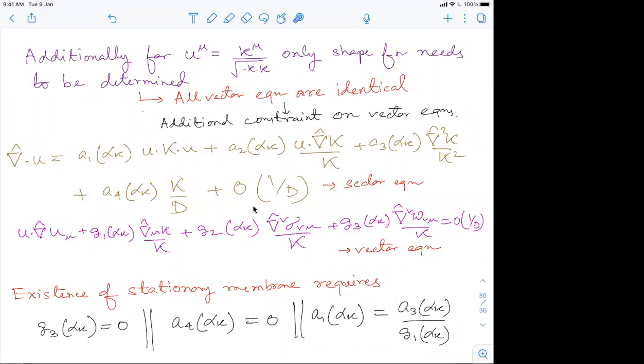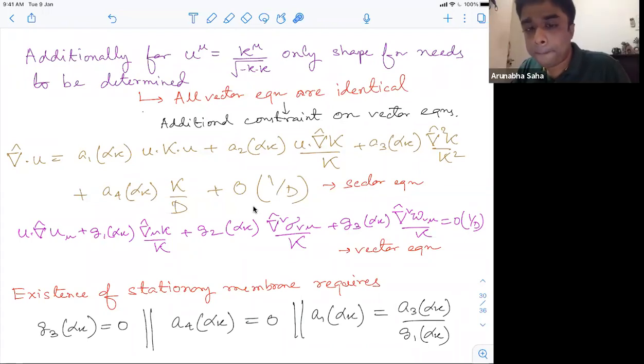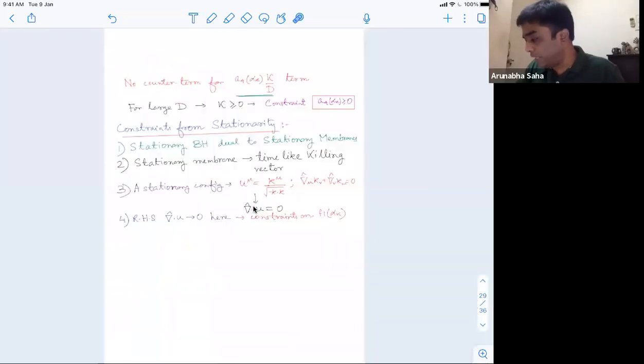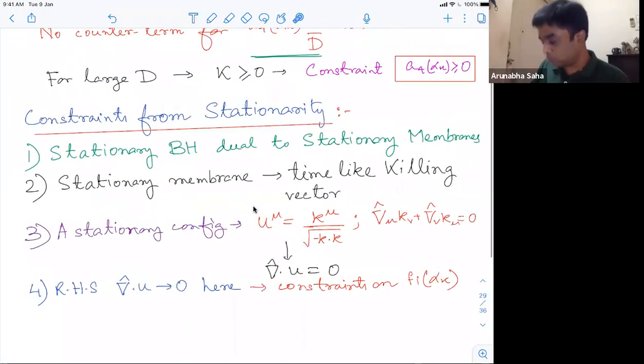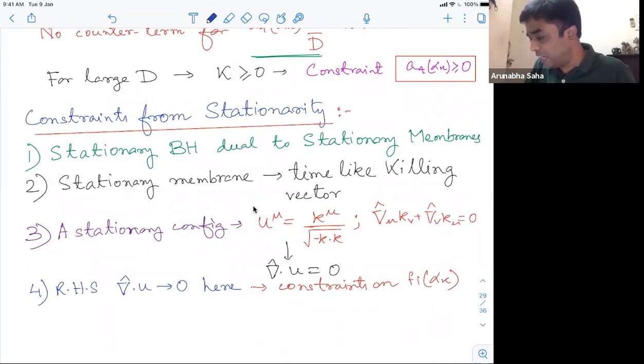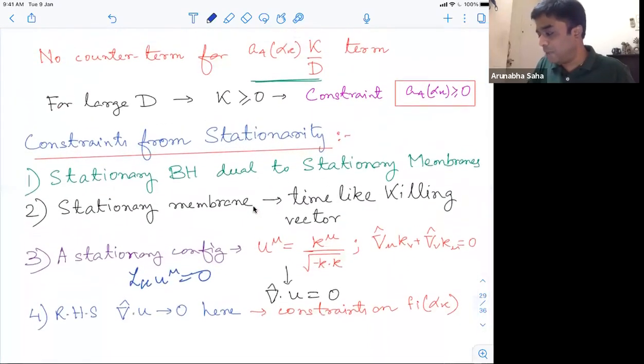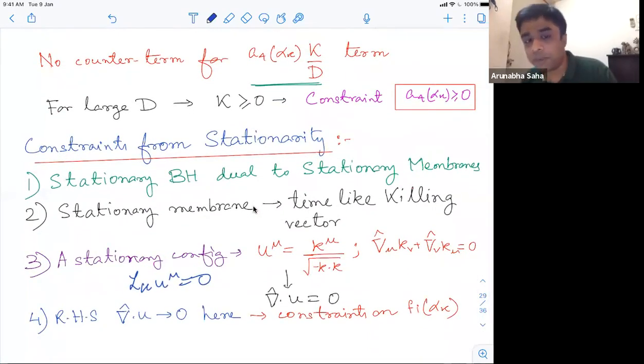Couldn't it happen that you have to correct this ansatz to make that true? Correct what ansatz? U mu is equal to K mu. I mean, this is a choice of frame, right? No, this is a choice of frame. That is all right. But I'm saying that there is a killing vector, and there is at least one solution which is proportional to K mu, which is definitely such that the Lie derivative of U mu equals 0. So this is definitely a stationary membrane configuration. I'm not saying that this is the general stationary membrane configuration.